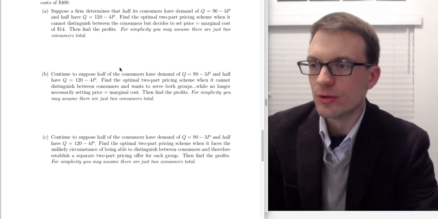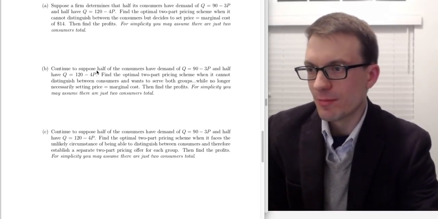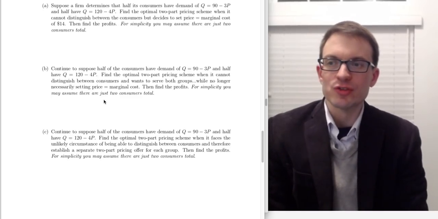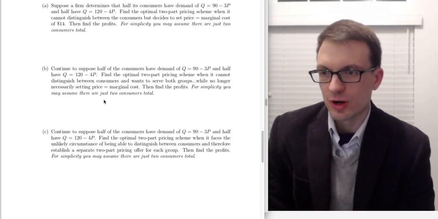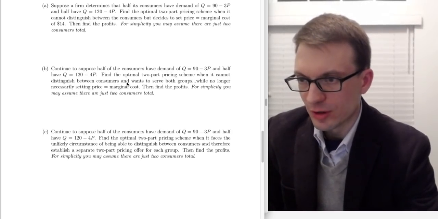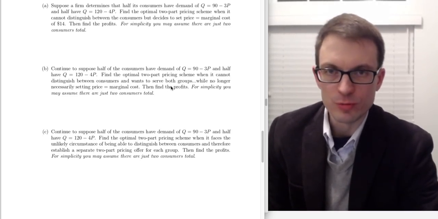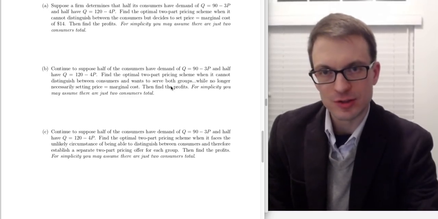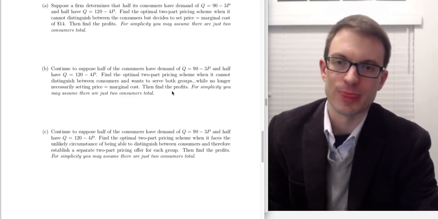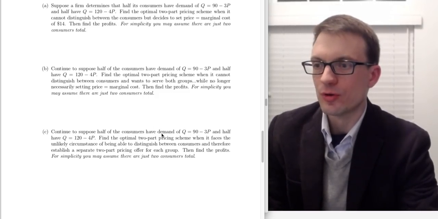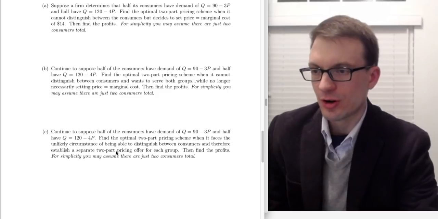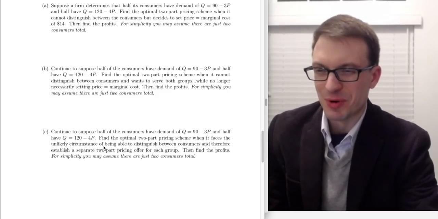Let me read through the rest of these and then I'll talk about approaching them. So continue to suppose half the consumers have this demand, half have the other demand. Find the optimal two-part pricing structure when it cannot distinguish between customers and it wants to serve both groups, while no longer necessarily setting price equal to marginal cost. Then find the profits.